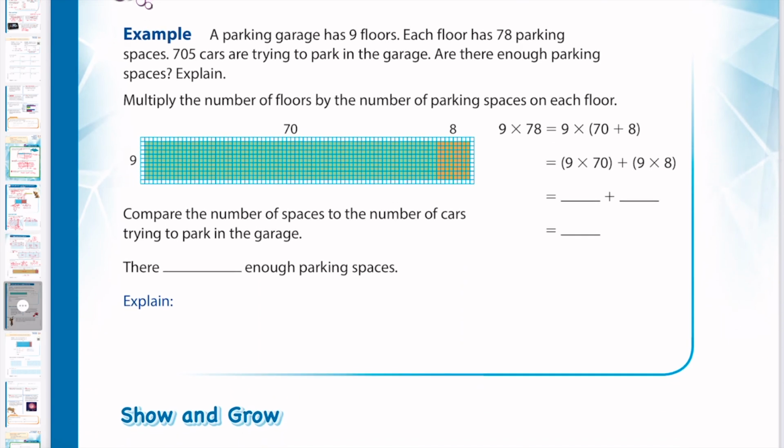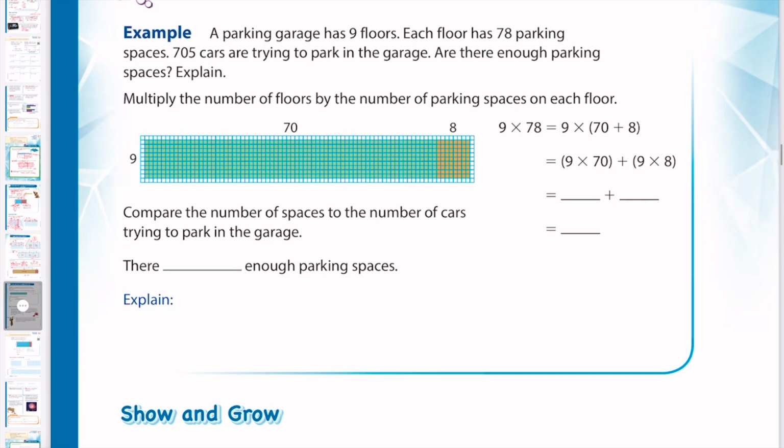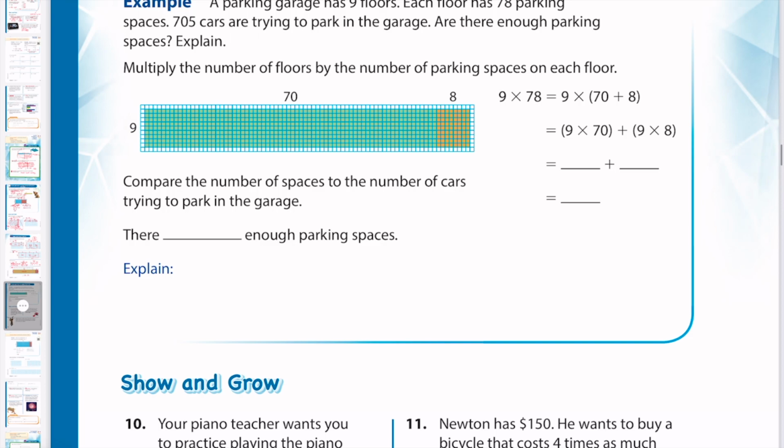All right, now I'm going to continue to the next page. Example: a parking garage has 9 floors. Each floor has 78 parking spaces. 9 floors, 78 parking spaces. 705 cars are trying to park in the garage. Are there enough parking spaces? Explain. This is what we need to find out.